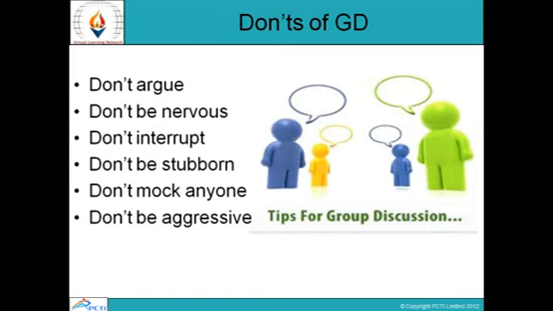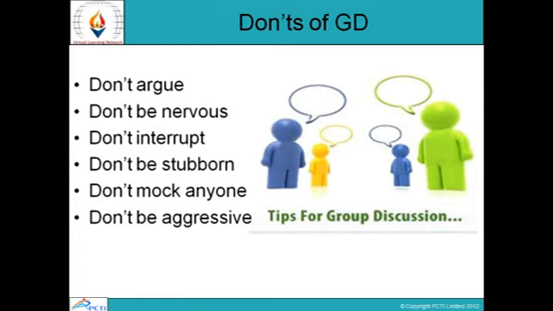Do not interrupt the other person. Respect the persons when they are speaking. The moment they finish, then one should ask for clarifications and questions. Don't be stubborn and single-minded on a particular point of view. Remember, one should not be rigid. One should be flexible in supporting and expressing oneself.